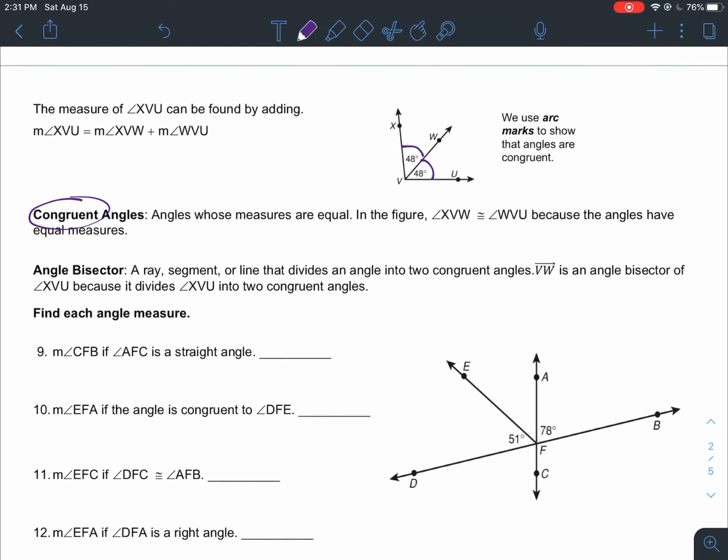Angle bisector, just like a segment bisector, an angle bisector is something that cuts an angle into two equal parts. Okay? So it could be a segment, or a line that divides an angle into two congruent angles. So in this picture, VW is called an angle bisector because it cuts that big angle exactly into two.